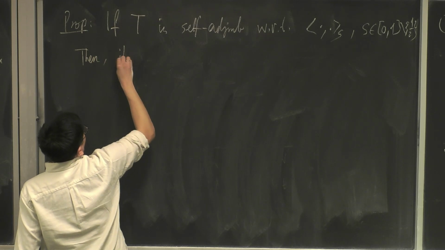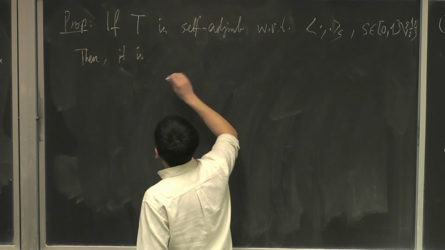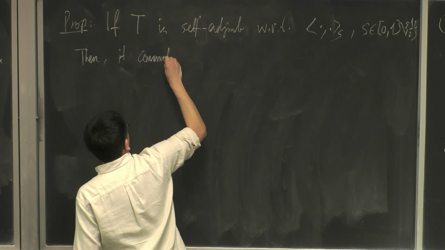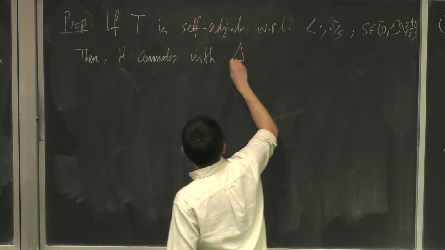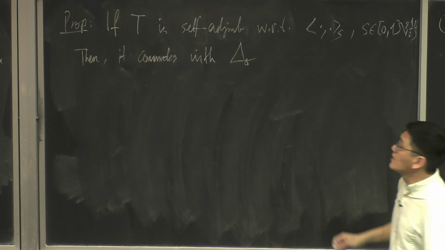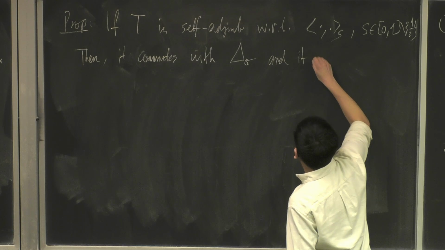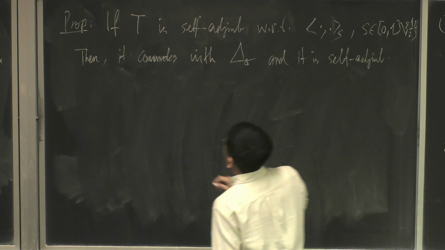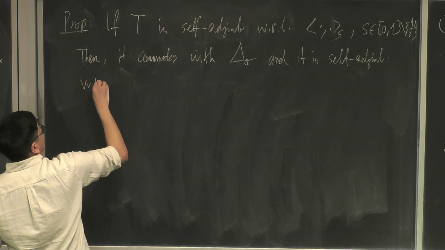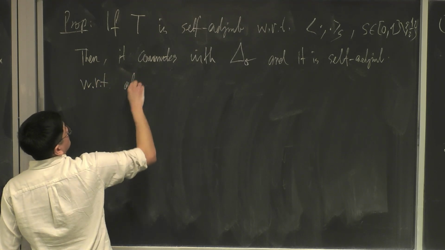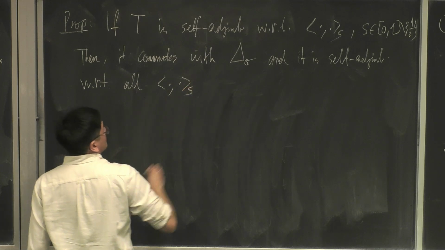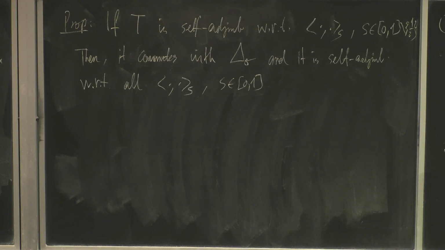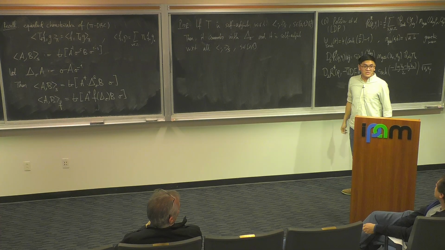first thing, it commutes with this operator delta sigma, and it is self-adjoint with respect to all s between 0 and 1. This sort of shows why one half is such a special thing to require. One half is a special thing to require.